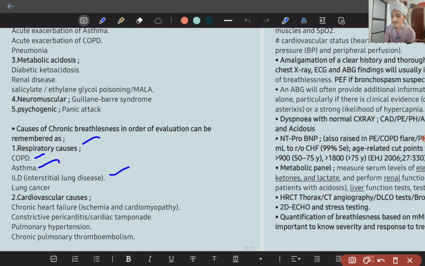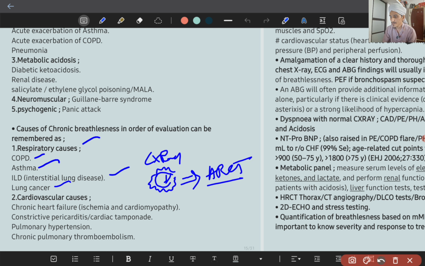In ILD, there will be a history of cough also, and if you auscultate, you can hear inspiratory crepitations, along with finger clubbing. In lung cancer, there can be a history of hemoptysis, and the patient can be cachectic. There will be a history of chronic smoking. On chest X-ray, you can see an opaque circular mass with a corrugated border. You can confirm this with HRCT.